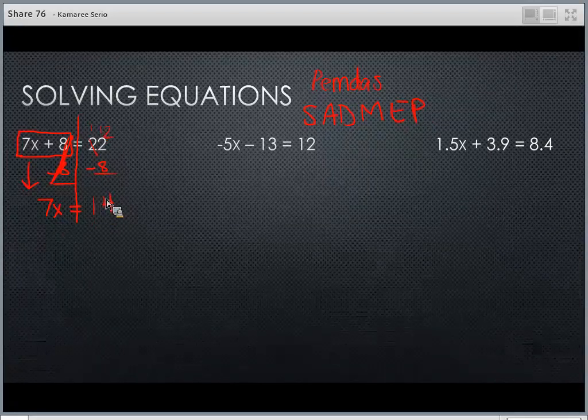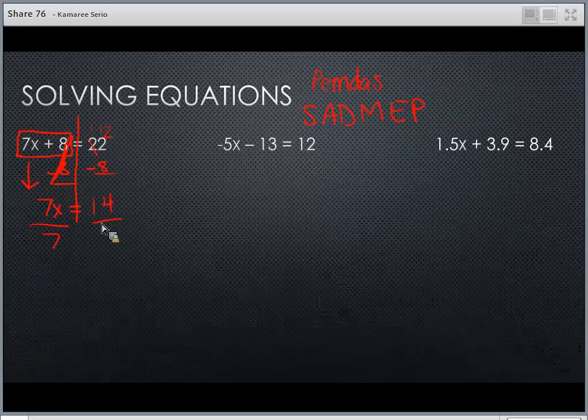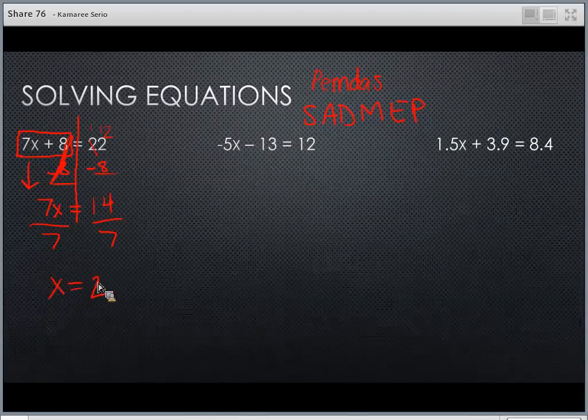is 14. Okay. So now from here, 7 is being multiplied to x, so I need to divide by 7, and x is going to equal 2, because 14 divided by 7 is 2.